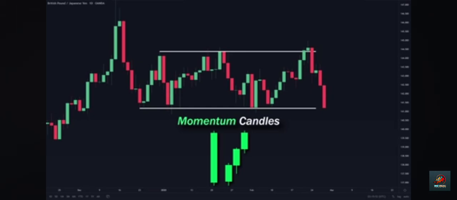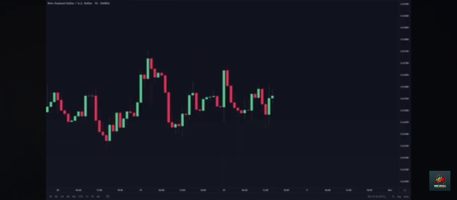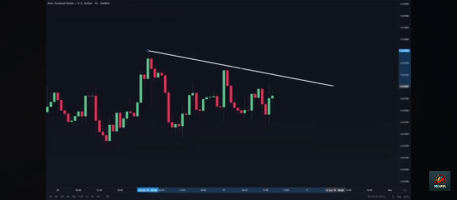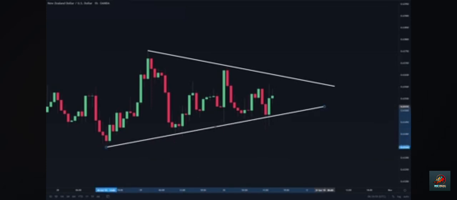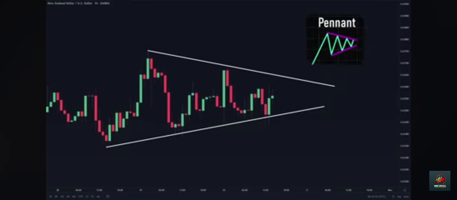Let me show you an example. So in this chart, we can see that the price is forming lower highs, meaning we can draw a downward trend line above here. And below it, we spotted higher lows, so we draw an upward trend line below here as well. And now, we just formed a pennant pattern. Next, we saw that a big green candle broke above the upper trend line.